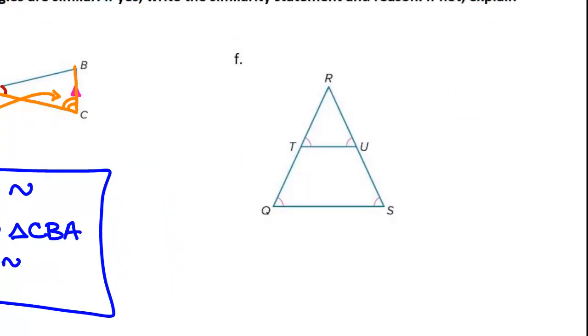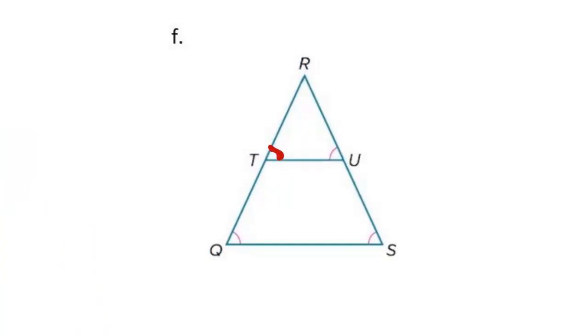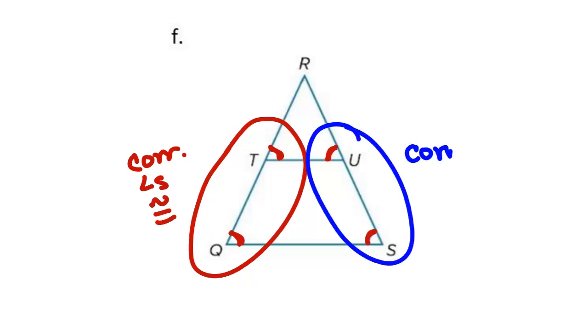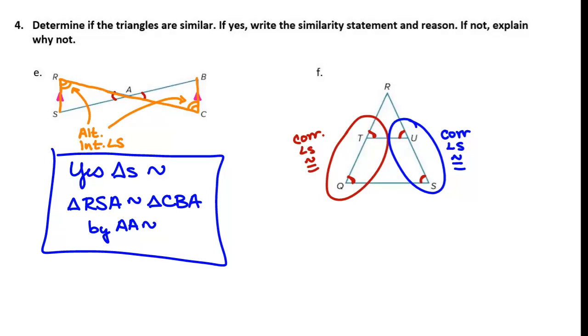And then the last one, part F. It says that angle RTU and RUT are congruent. And then angle Q and angle S are also congruent. Are these two triangles similar? Yes, I have a pair of corresponding angles here, and over here, I have another pair of corresponding angles that are congruent. So these triangles are similar using which reason? Using angle-angle.